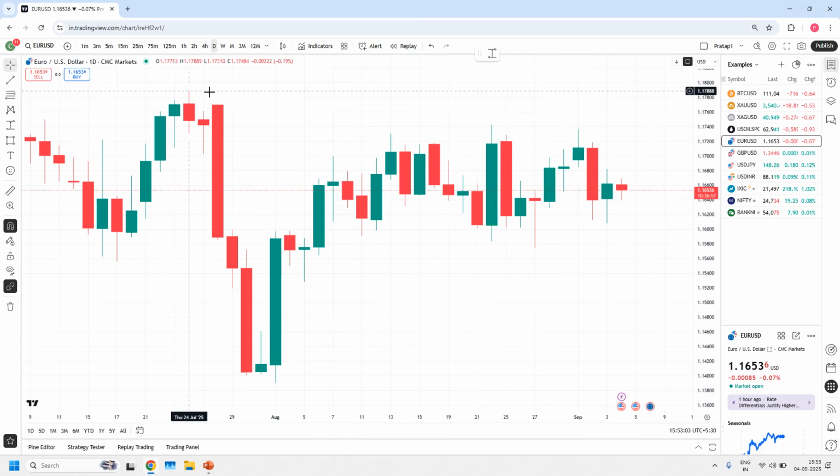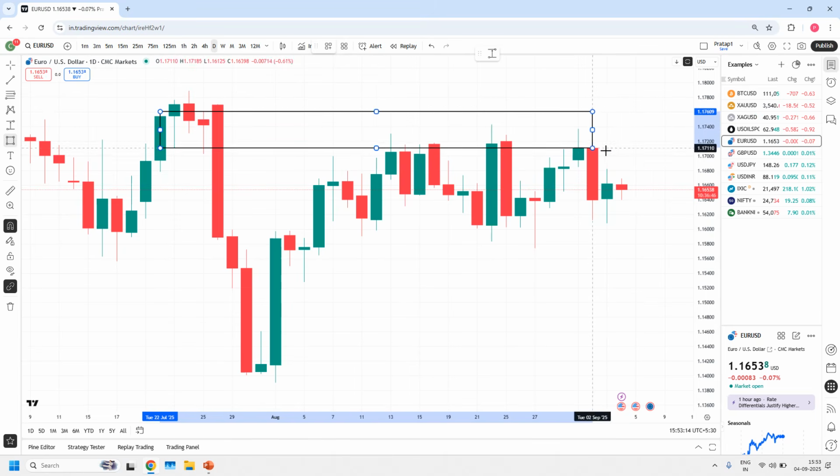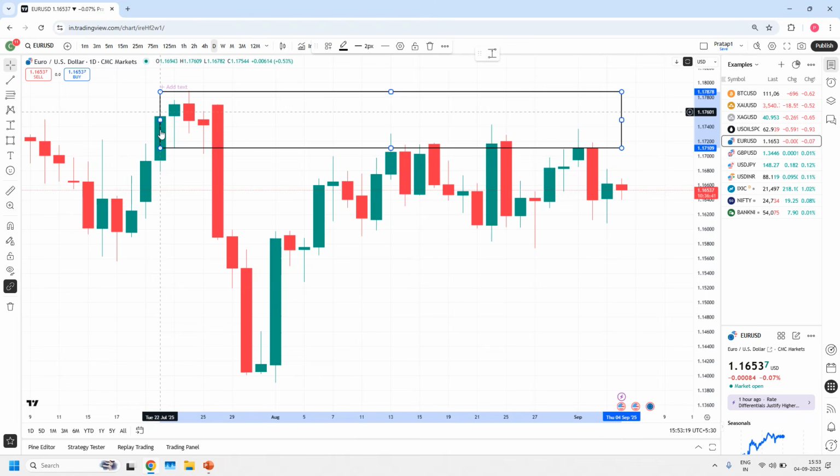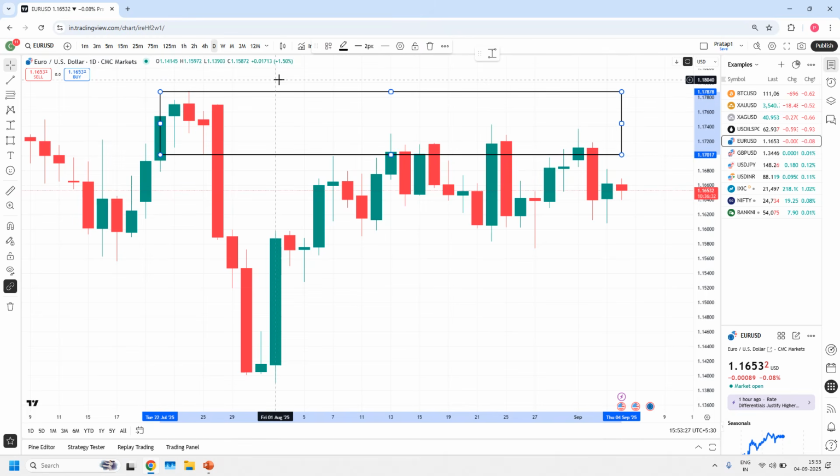So let me show you. Here, let me draw a rectangle. See, prices moved in a balanced way within this area. So price moved in a narrow range within this area. After that, it pushed the prices down. Why? Because this imbalance confirmed an institution's participation in this area.